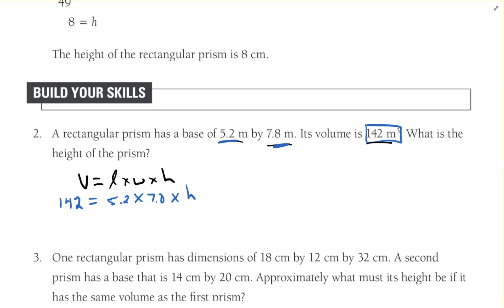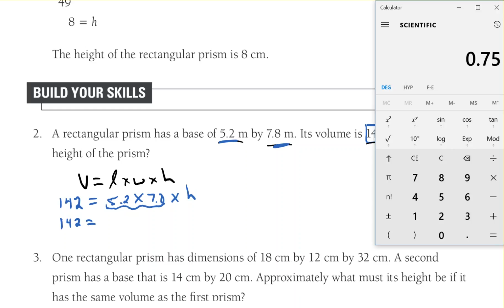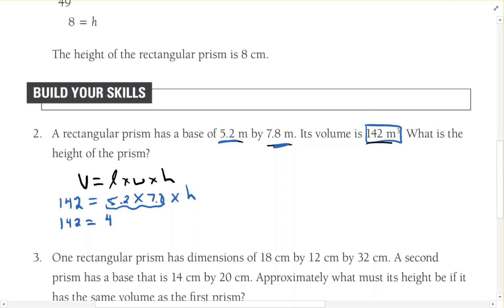So I'm going to do one more little step here to make things a little bit easier. This 5.2 and the 7.8, I'm actually just going to multiply those right now together. So we can just rewrite this again. So I'm going to go 142 is equal to, and then 5.2 times 7.8. That's equal to 40.56 times h. Now, I just need h on its own, right?